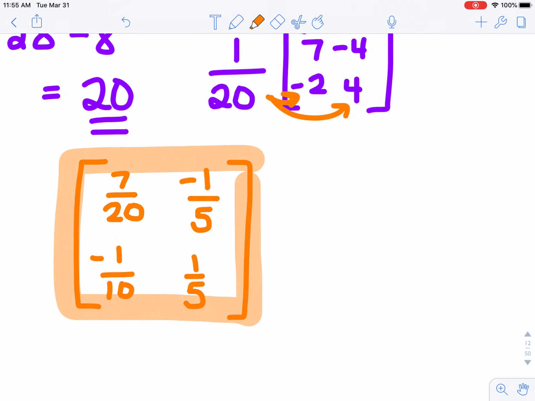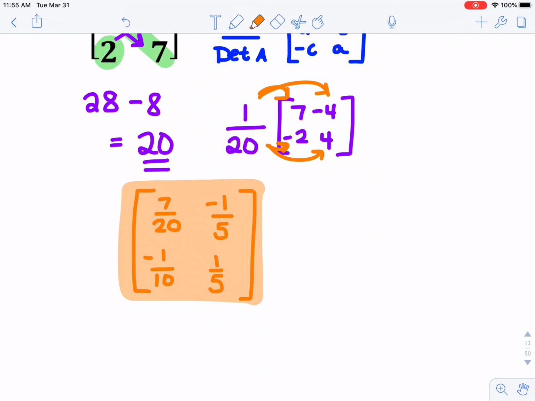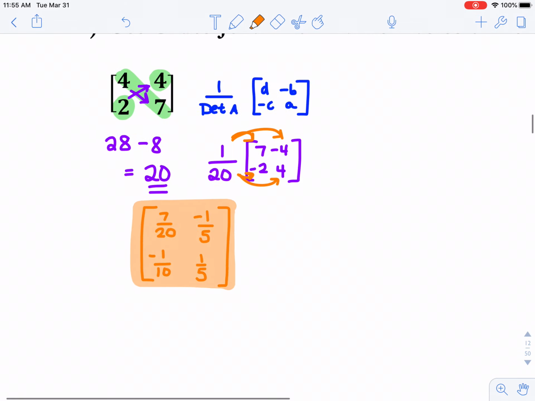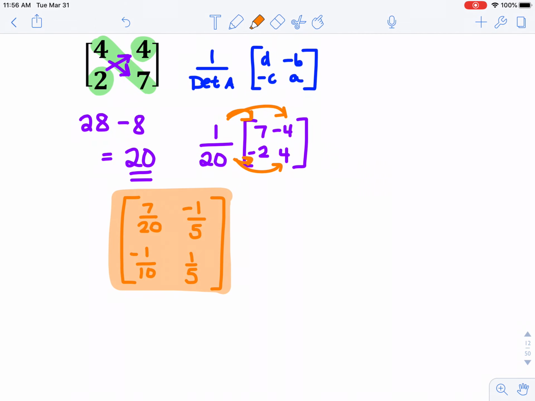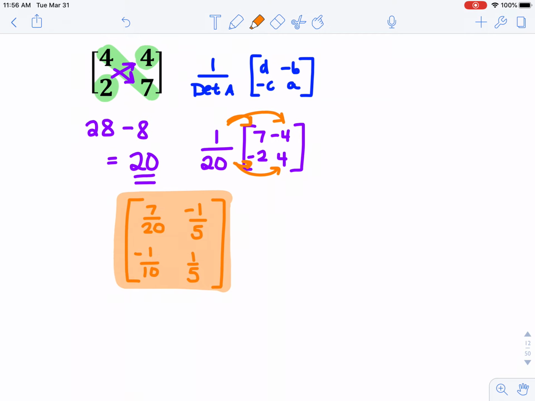Now I know that Mrs. Young mentioned that in a 3x3, there's a really complicated process to do it by hand. We got rid of that for this year, so we are going to learn tomorrow how to use our calculator in order to find the inverse of a 3x3 matrix, which is not too shabby. Right now, I just expect you to know how to do 2x2s, okay? So that's it.